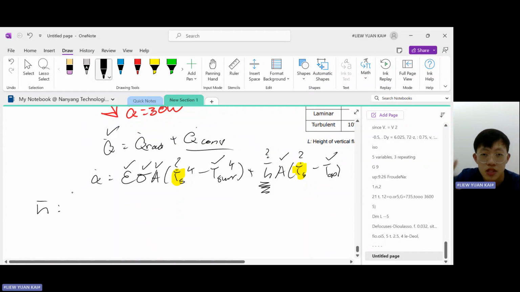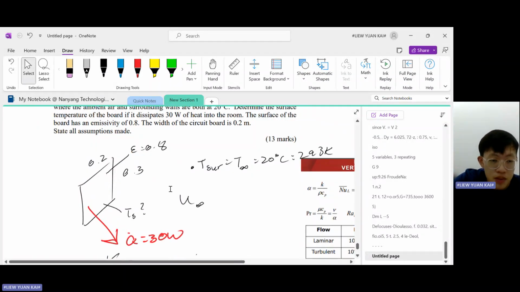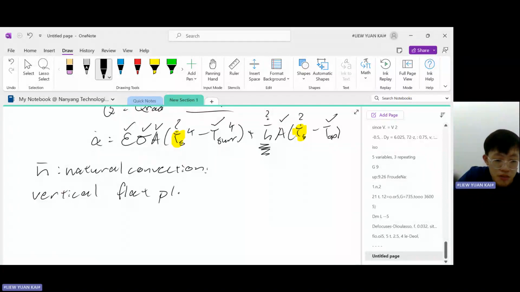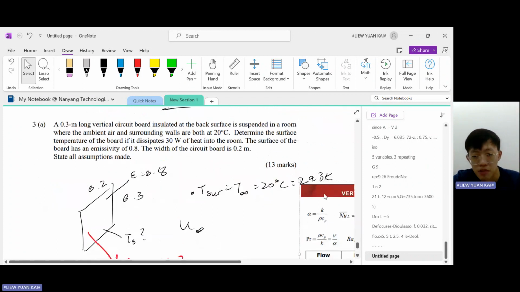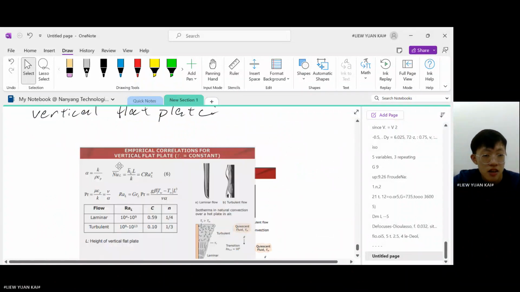Now, how do you find h? What you must do is refer back to natural convection. Why natural convection? Because there is no fluid speed given to us, no U infinity given. So this is a natural convection problem, and in particular, a vertical flat plate problem. So you pull the vertical flat plate formulas out of your lecture notes and use them accordingly.